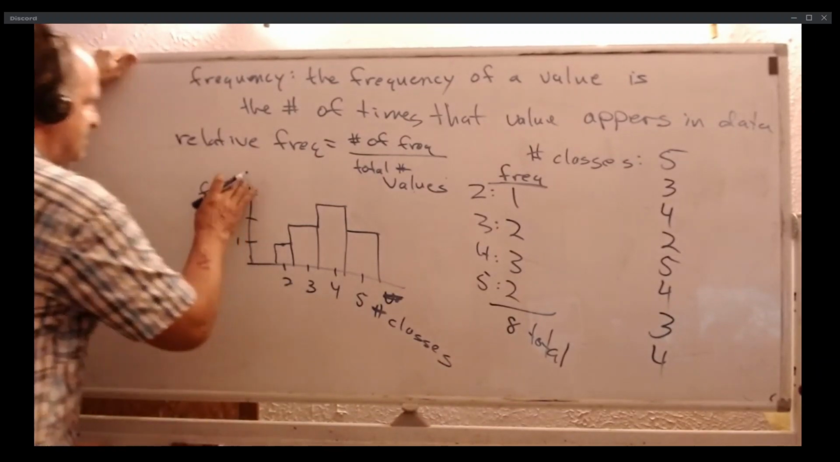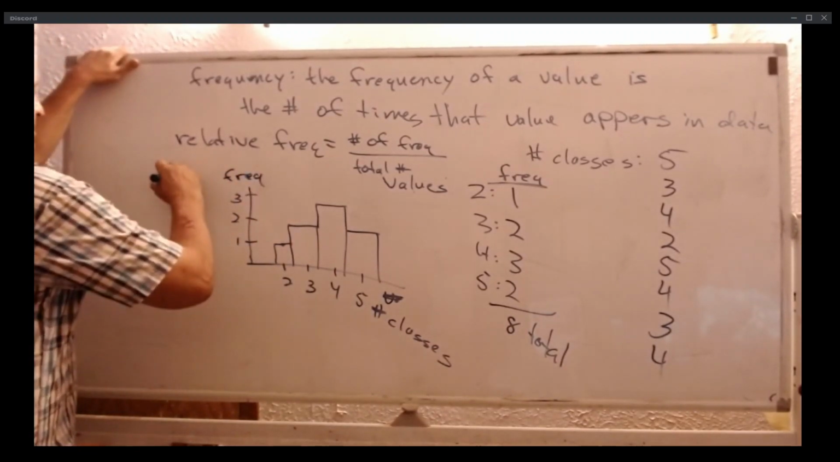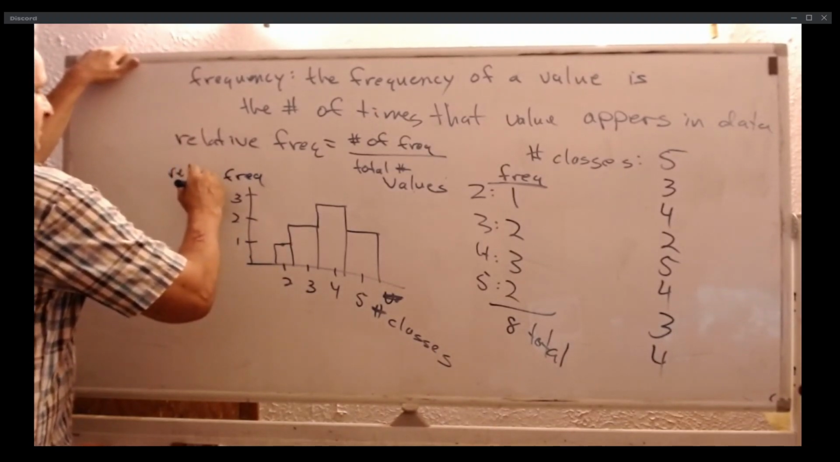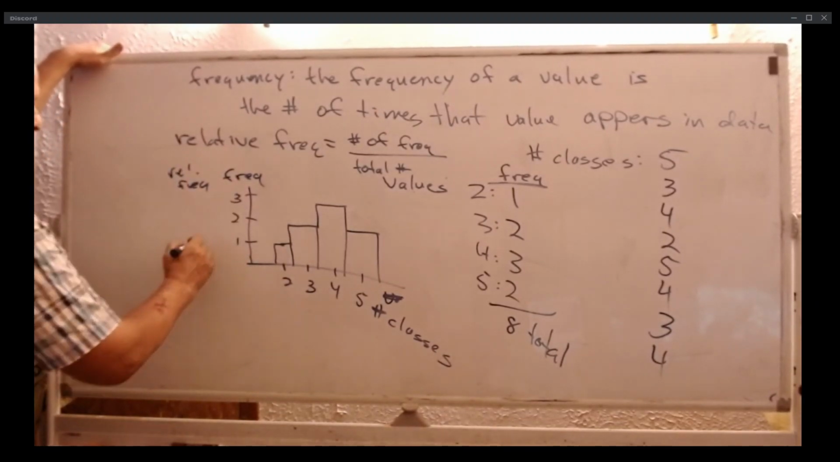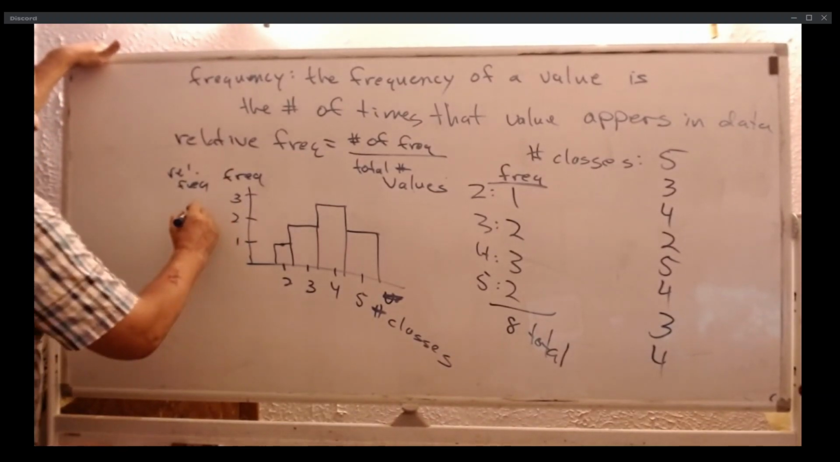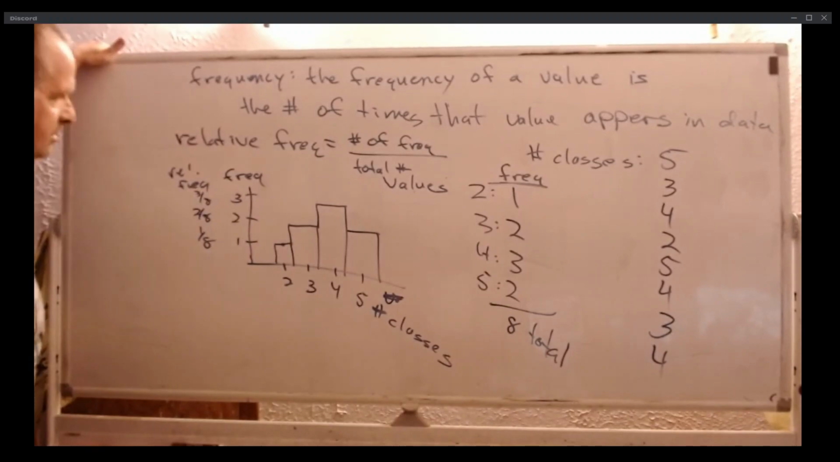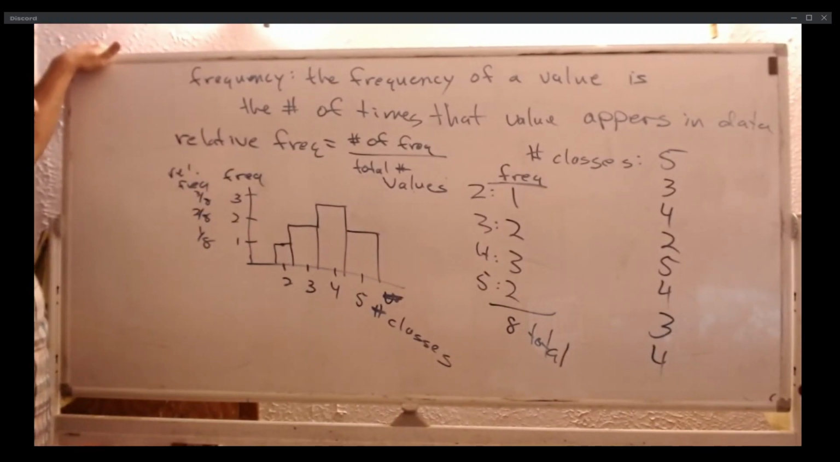Okay. So this is frequency data. To convert to relative frequency, you simply divide these by 8, right? So this would be 1/8. This would be 2/8 or 1/4, and this would be 3/8. Those are the relative frequencies. All right. Does that make sense? Yes, no? Talk to me. Yeah, it makes sense.